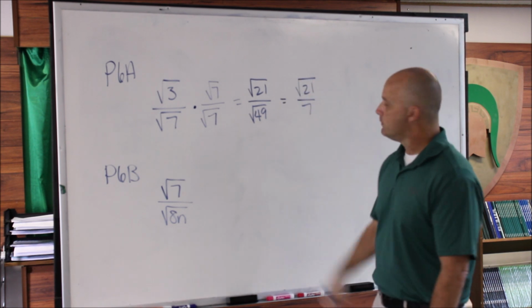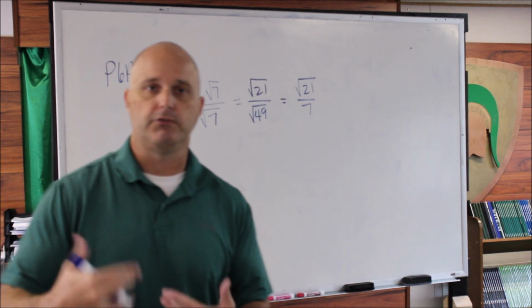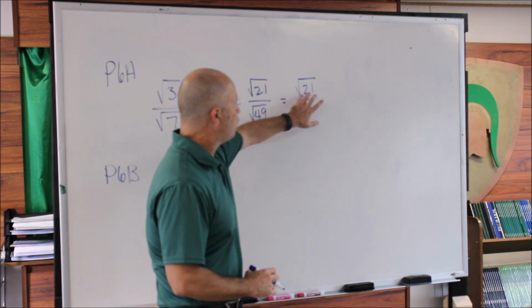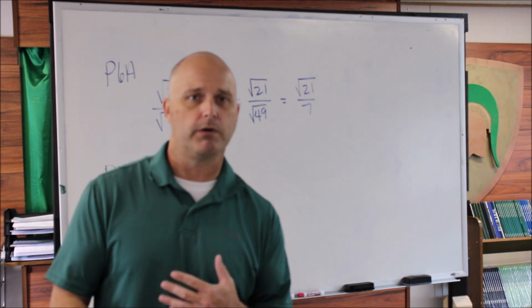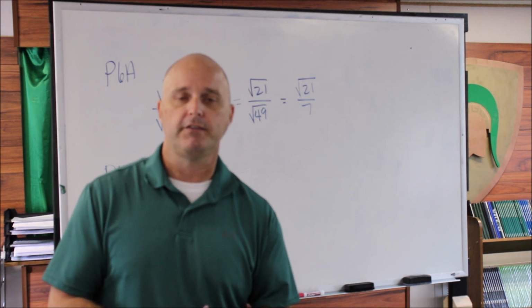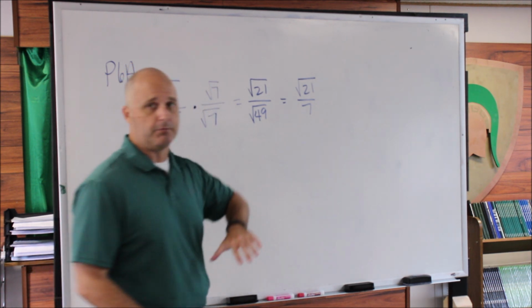21 over 7. You may be tempted to take that 21 and that 7 and divide the 21 by 7, but you can't do that, because you've got to remember this is not 21, that's the square root of 21. The actual answer to the square root of 21 is somewhere in between 4 and 5. So you can't divide 21 by 7 in this case. So that takes care of that particular problem.